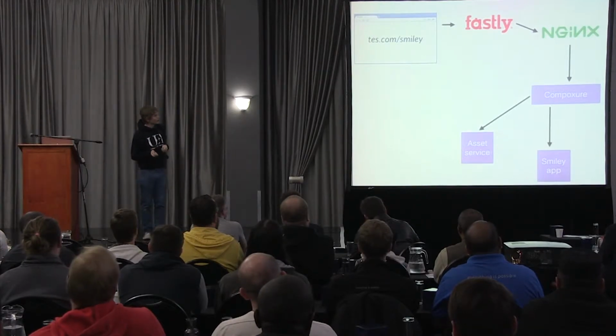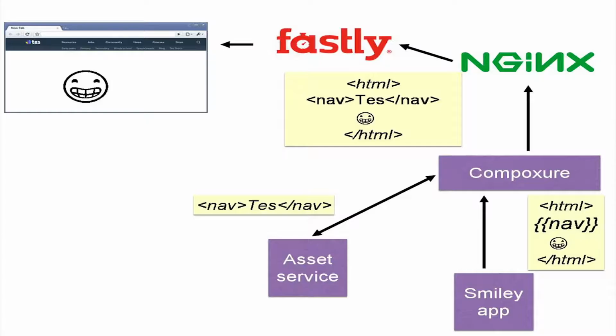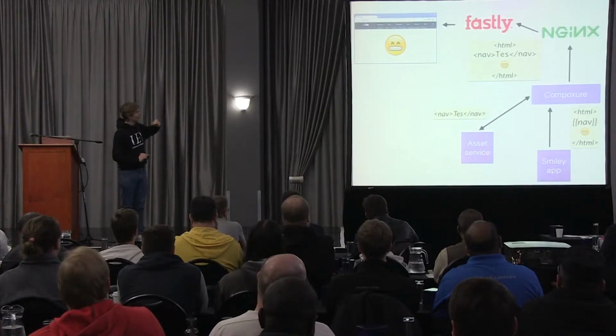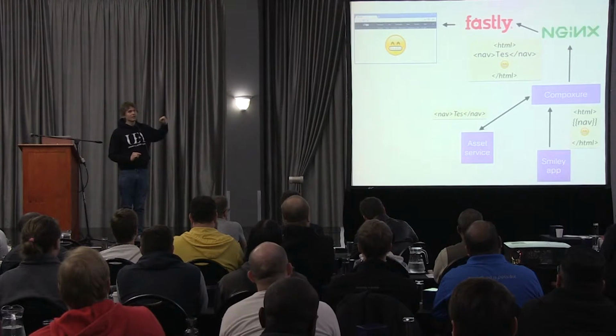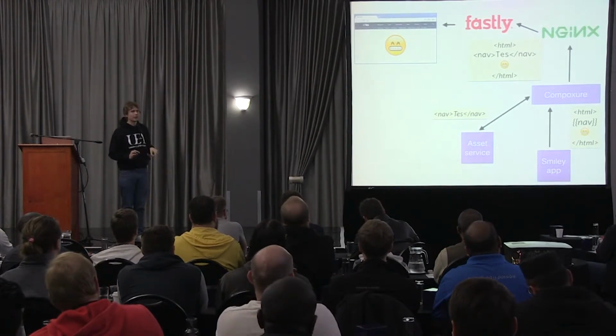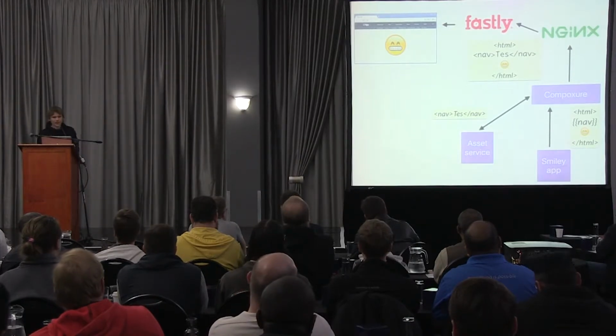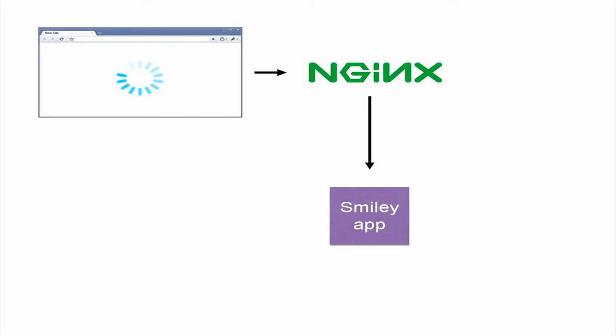So if it goes to Composure, it's then going to go to the Smiley app, which is going to say, hey, what I need is some HTML, which has the nav, and then also has my smiley face. And then Composure is going to go, okay, cool, I know where the nav lives. It's going to ask for that bit from the asset service, and then it's going to give the whole bunch put together back into the browser. Make sense? Cool, okay. And just so that you know, if you are doing an ajax request, it just goes to Nginx into the Smiley app. It doesn't go through the whole spiel.